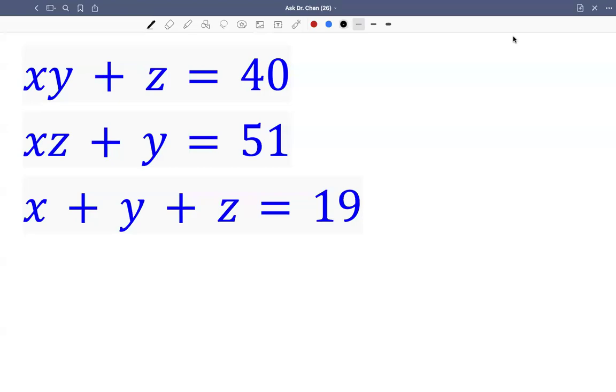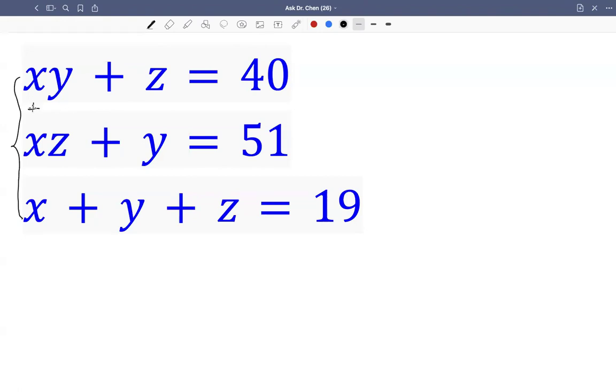Let's see this question. We're given 3 equations, so we have a system of 3 equations. The first one is xy plus z equals 40. The second one is xz plus y equals 51. Then the sum of the three variables adds up to 19.